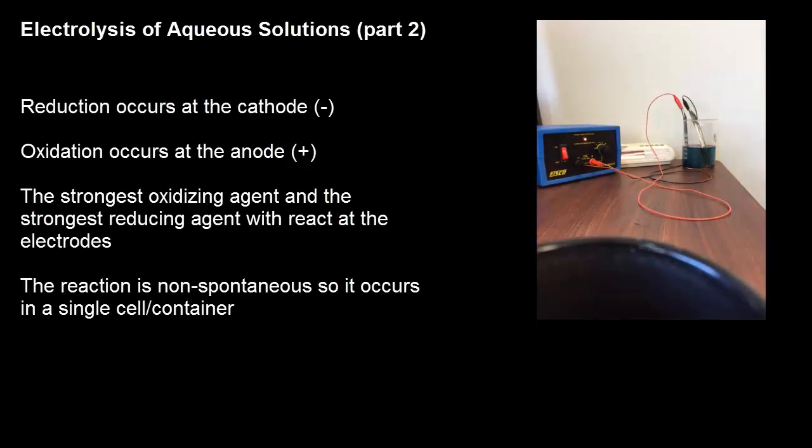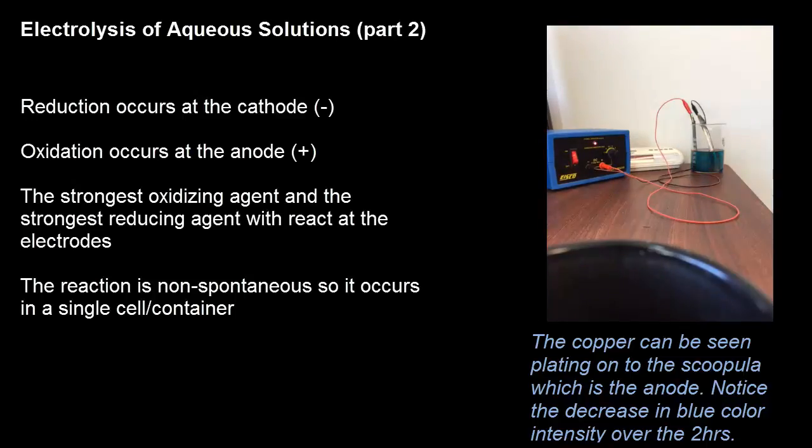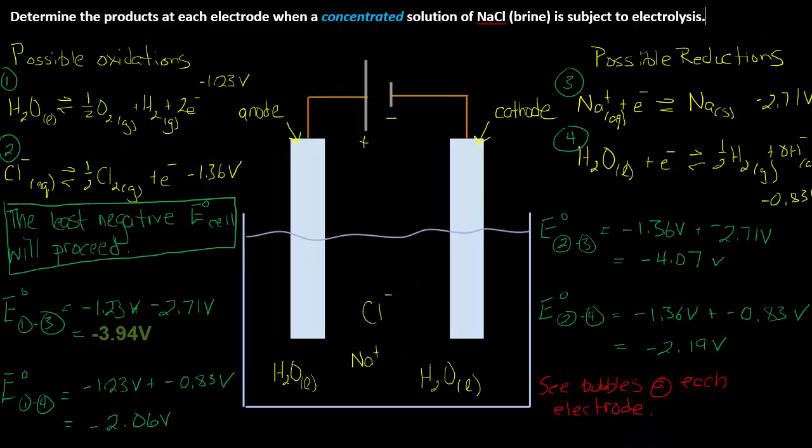The second part of our look at the electrolysis of aqueous solutions is going to involve concentrated sodium chloride solutions and copper sulfate solutions. All right, so again, same intro there. You can see the electroplating of the copper metal on the spoon. We'll explain it in a minute here.